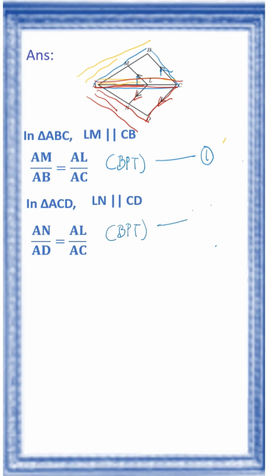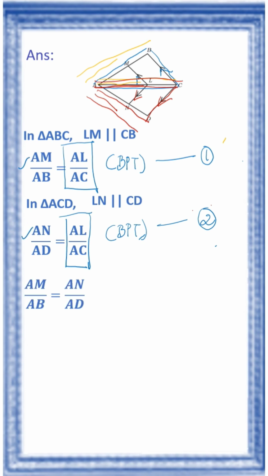Now observe the RHS of equation number 1 and the RHS of equation number 2. They are equal to each other. Then the LHS should be equal. So AM by AB is equal to AN by AD. Why? From 1 and 2. Hence proved.